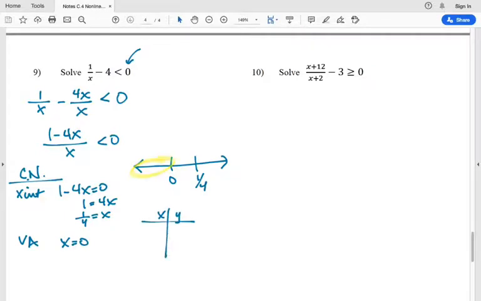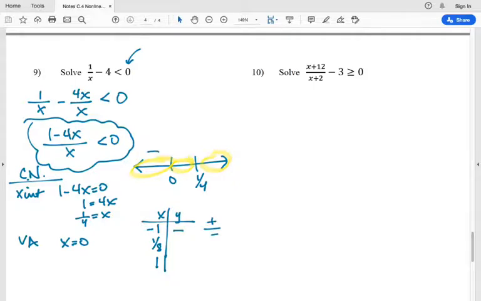for this interval, I'm going to choose -1. For this interval, I'm going to choose 1/8. And then for this interval, I'm going to choose +1. All right, and then I'm going to plug it into this one to see if it's positive or negative. When you plug in a -1, you get a positive over a negative, which ends up being negative in that interval. When I plug in 1/8, I'm going to get a positive over a positive, which is positive. And when I plug in 1, I get a negative over a positive, which is a negative.